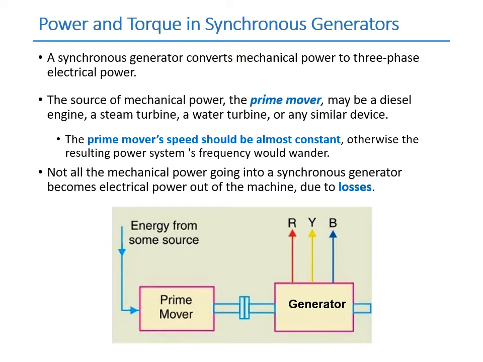In general, the requirement is that the prime mover speed should be almost constant. If it's not constant, if it keeps changing, then the resulting power system's output frequency will also keep changing, which is in general not good for the application. And not all the mechanical power going into the synchronous generator will be converted 100% into electrical power. Some of it will not be converted and will become losses, as we will see in the following slides.